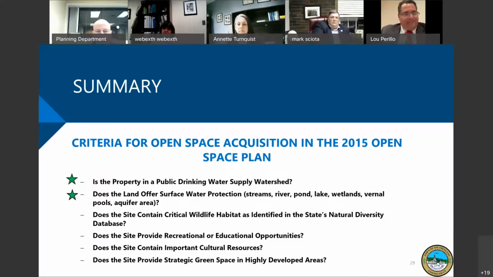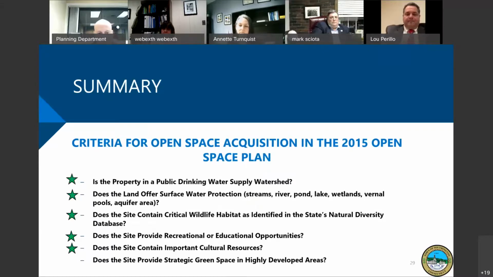Does the site contain critical wildlife habitat as identified in the state's natural diversity database? Absolutely. Does the site provide recreational or educational opportunities? All open space does, especially in this case if it is retained as a golf course. Does the site contain important cultural resources? Paul went through that, and certainly it looks as though it satisfies that criteria.